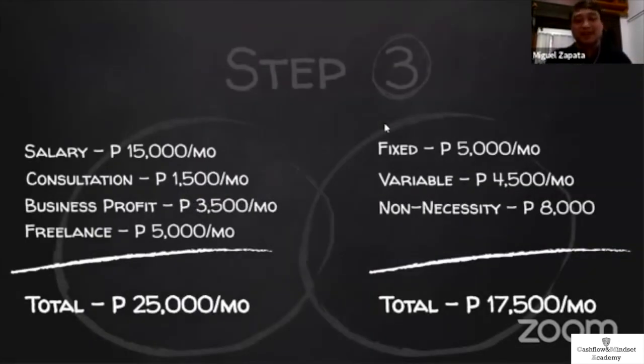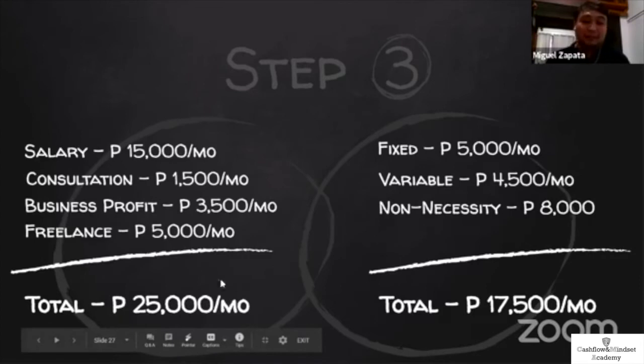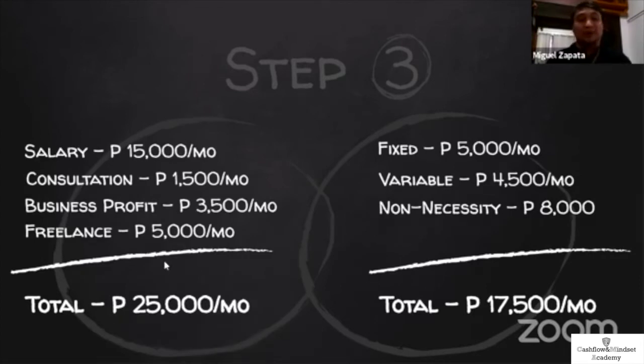This is the salary I listed earlier. It's just an example. I have a total of 25,000 per month in income, net. So that's in one month. My fixed total expenses would be 17,500 per month.